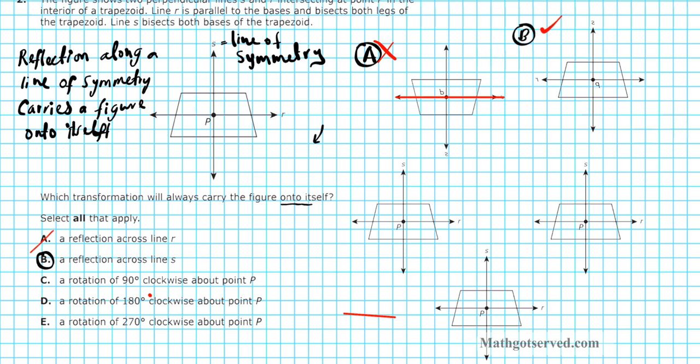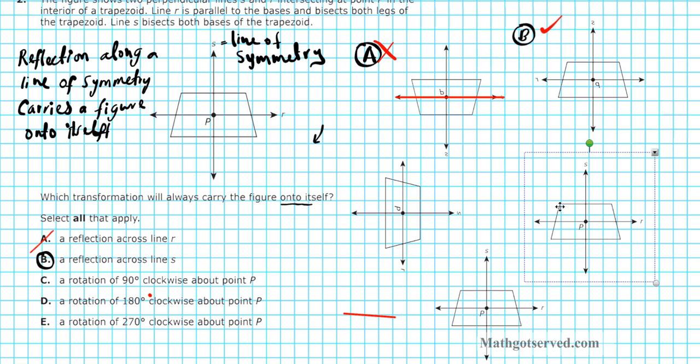Okay? Now let's take a look at the other ones. A 90-degree rotation clockwise. So I'm going to rotate this 90 degrees clockwise. Watch this. Boom. That's a 90-degree clockwise rotation in the direction of the clock. Question to you. Is this the same as the original figure? The answer is no. It's totally different from that. Okay, so we can see option C is wrong.